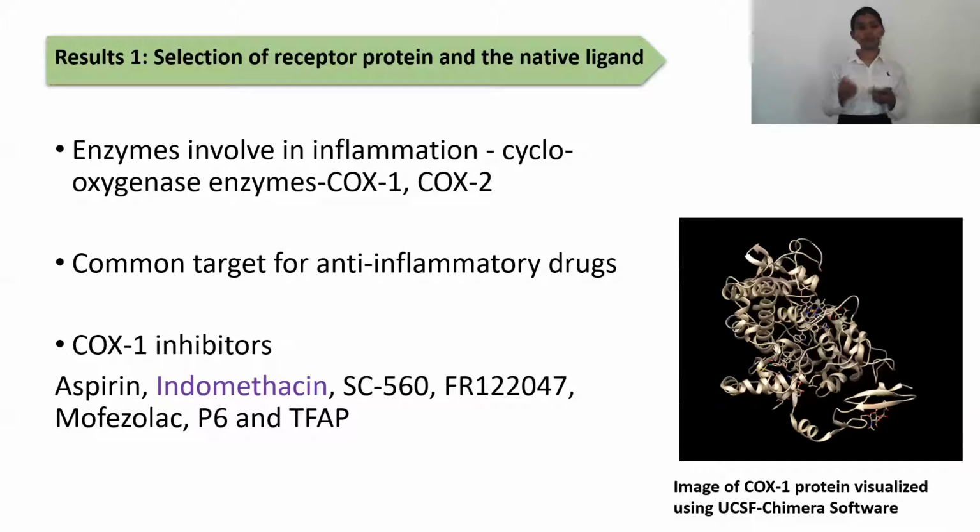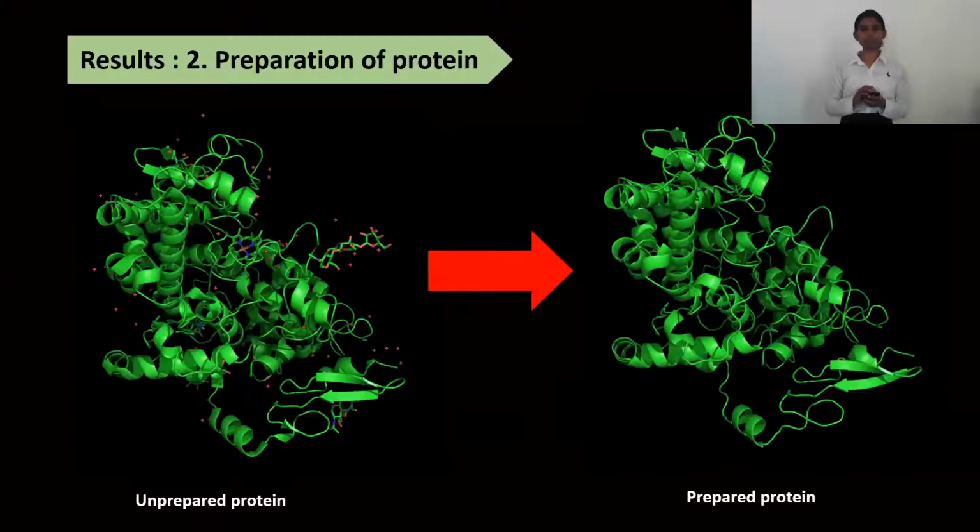Drugs like aspirin, indomethacin, SC560, and mofezolac have been identified so far as COX-1 inhibitors. Therefore, during this study, indomethacin was used as the positive control. Let's move to the preparation of the protein.